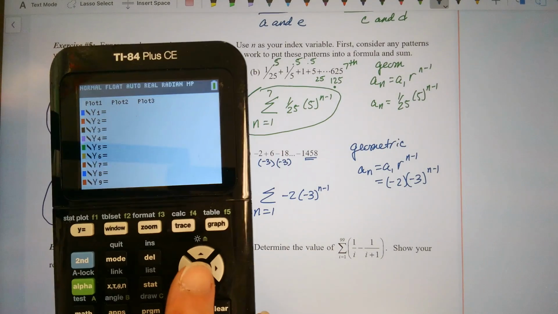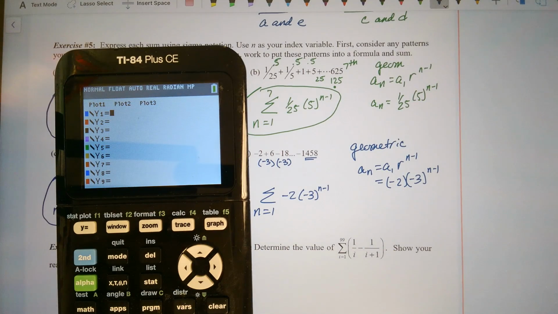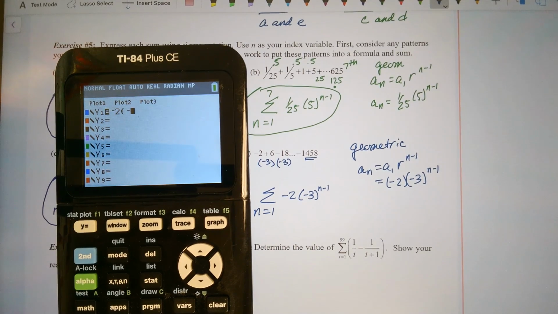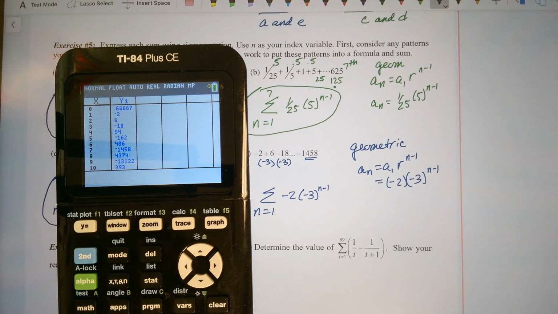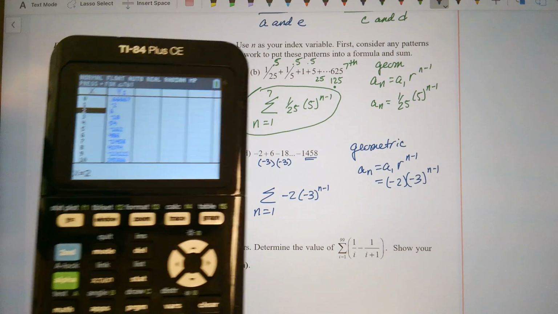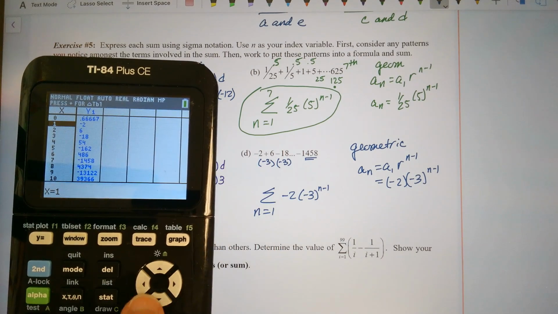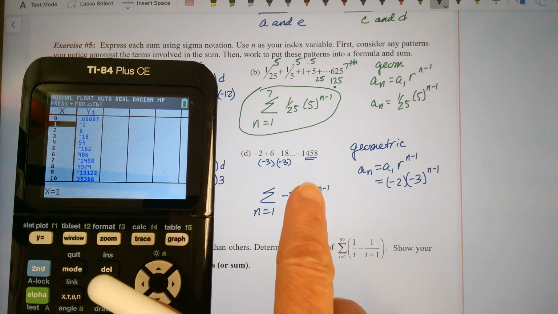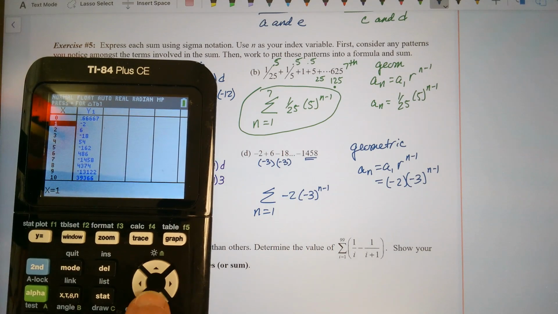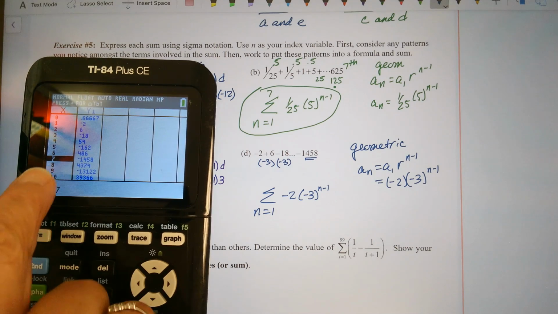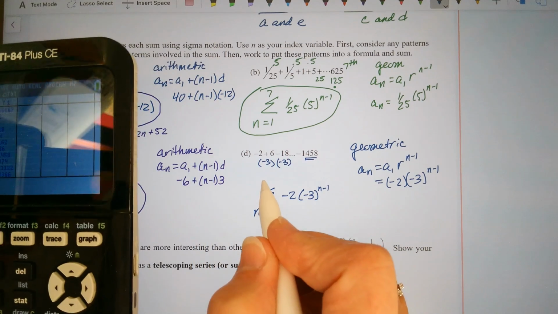Since we have the expression, -2 times -3 raised to the x minus 1. Look at the table of values, and so just to check, yep, input of 1, the output is -2, and where do we have -1,458? Would be the seventh term.